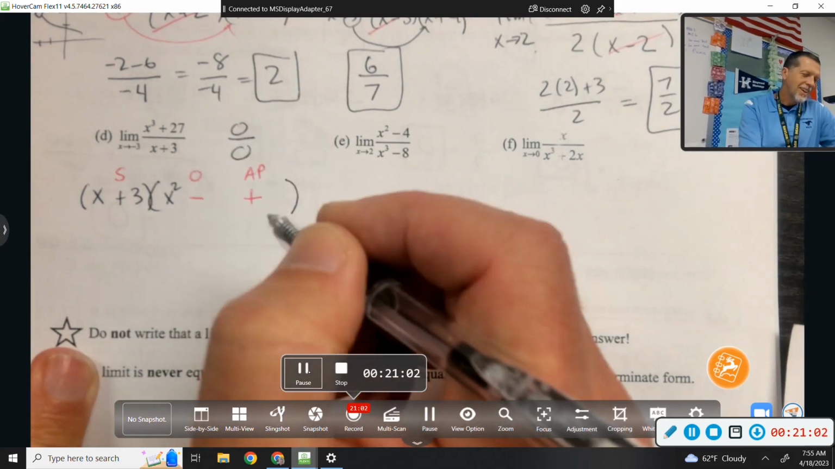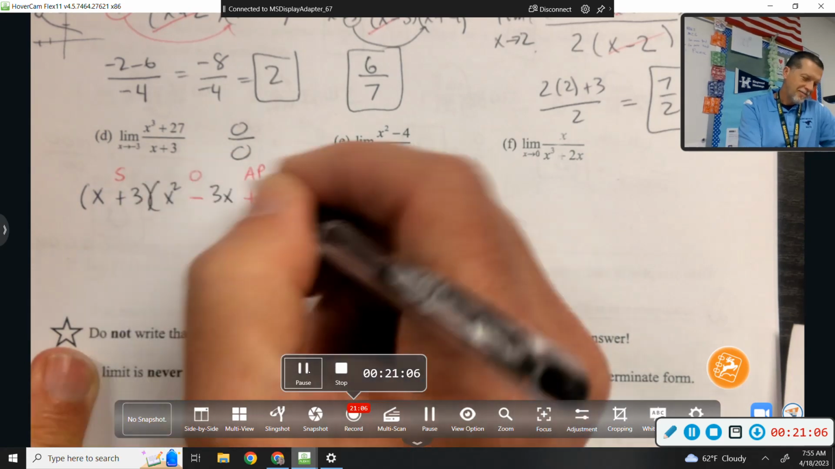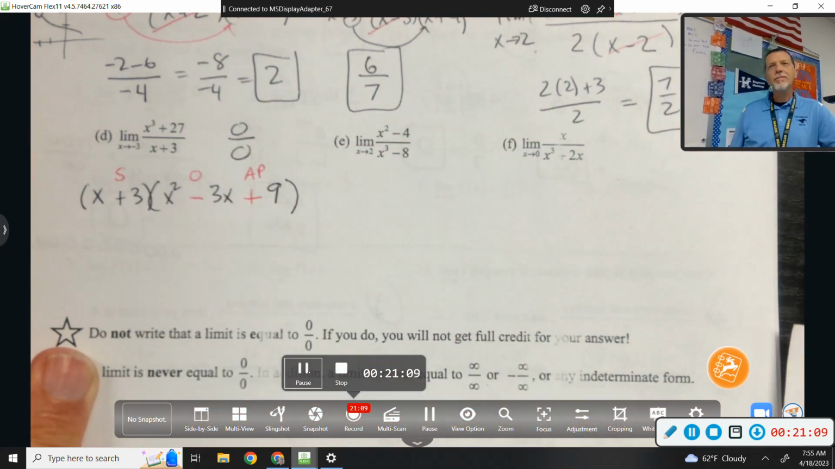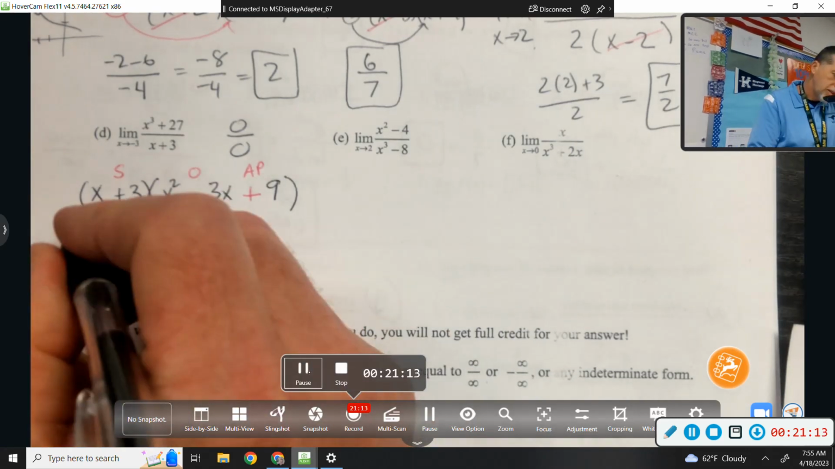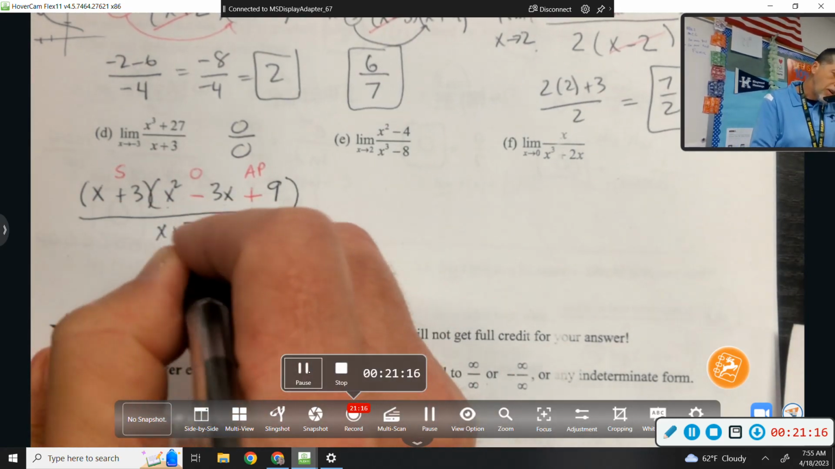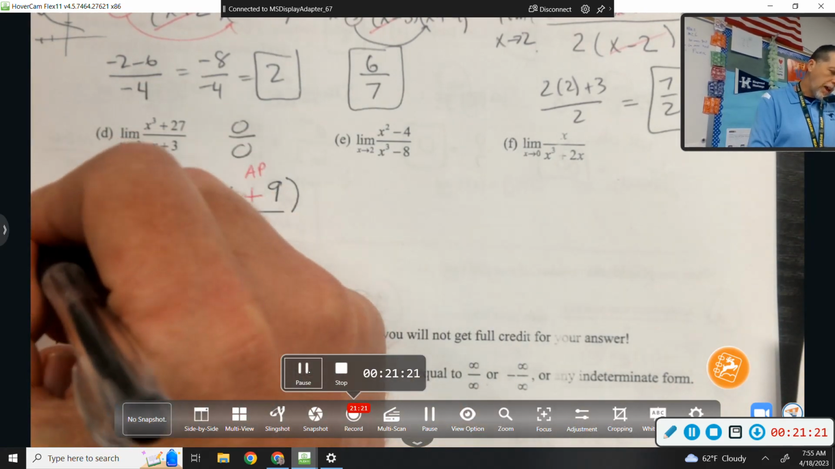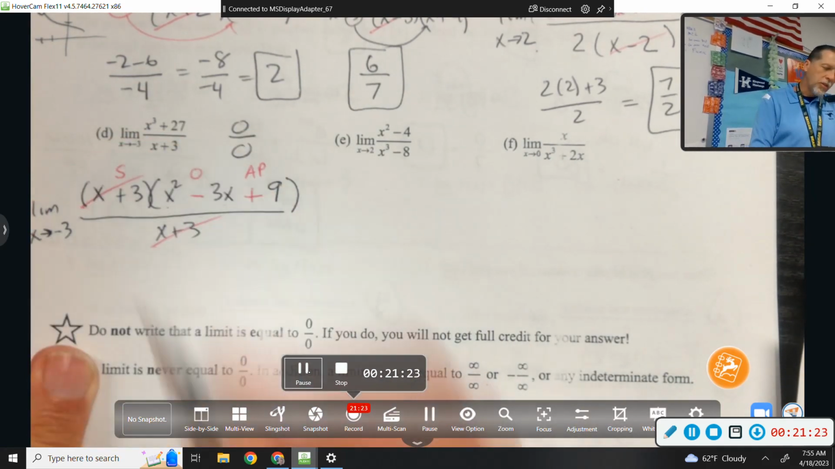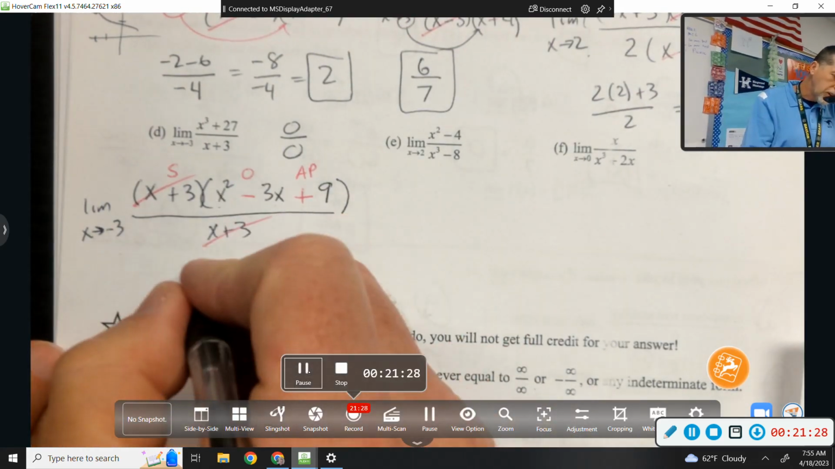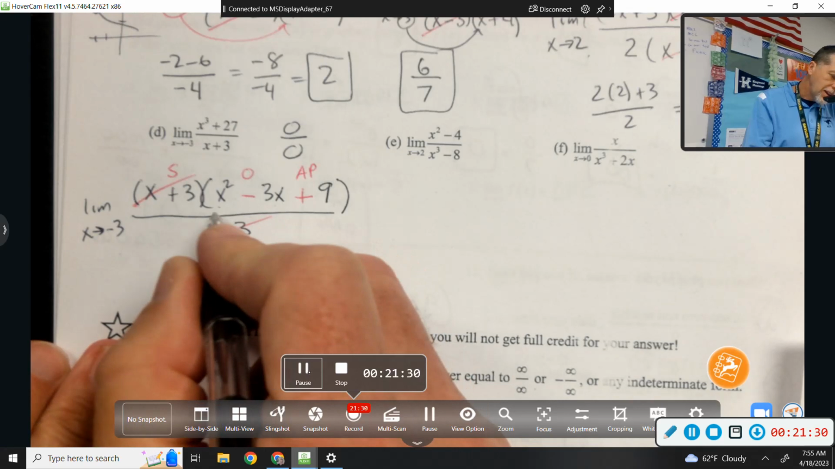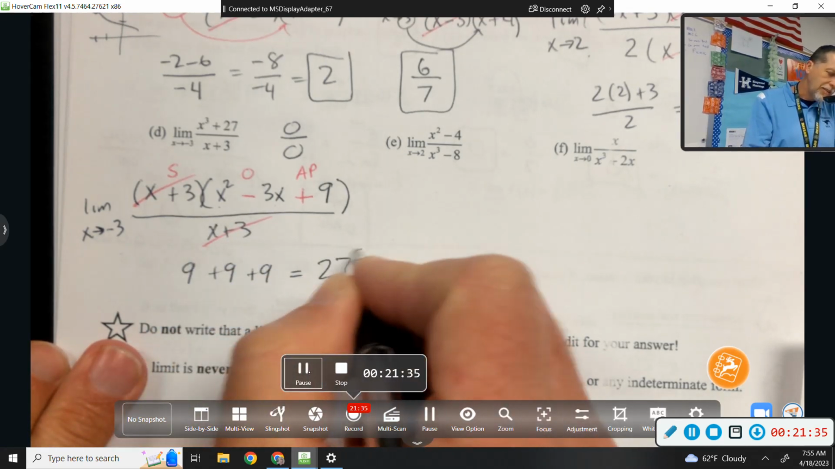First value squared. Multiply them together. And then square the last one. Square the first one, multiply them together, square the last one, all over x plus 3. The x plus 3's cancel, as we expected, because we were pretty sure there's a hole at negative 3. So substitute: 9 plus 9 plus 9. Well, that's easy enough.